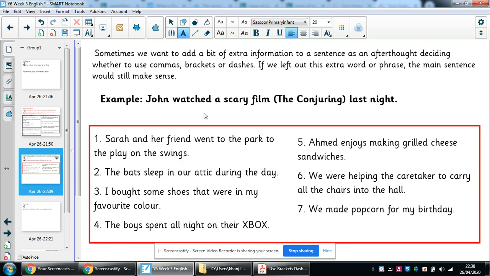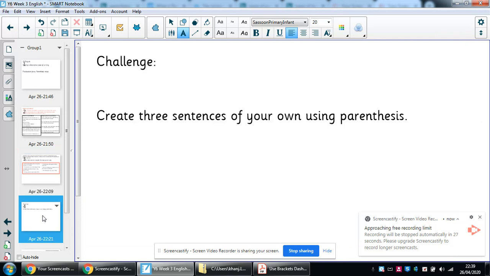Just an example. You can include these 7 sentences on your class portfolio, or you can write them in a book or on a piece of paper, and I can take a picture of them and post them. Either or, I don't mind. But 7 different sentences. And then I also have a challenge for you. This is optional. Create 3 sentences of your own using parentheses for further understanding. Good luck, and I look forward to reading your sentences.